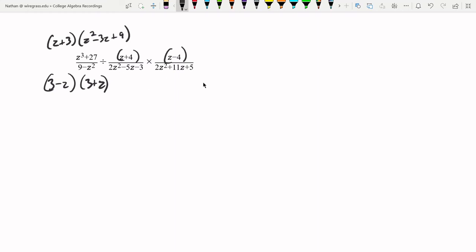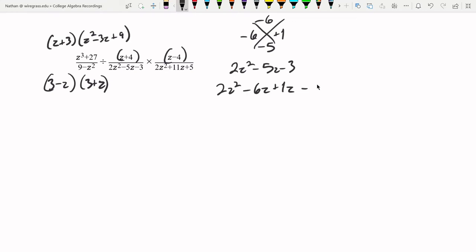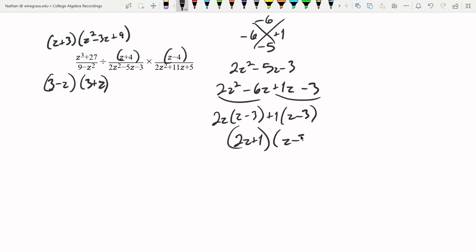For this one, I can use the AC method. A times c is going to be 2 times negative 3, so negative 6. Then minus 5, that tells me we're going to have negative 6 and plus 1. Okay, doing the full AC method on this, we get 2z squared minus 6z plus 1z minus 3. I can take out a 2z from the first two terms and a positive 1 from the next two. That's going to give me 2z plus 1, z minus 3.